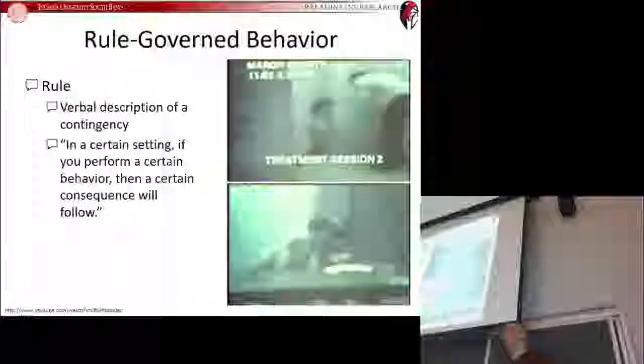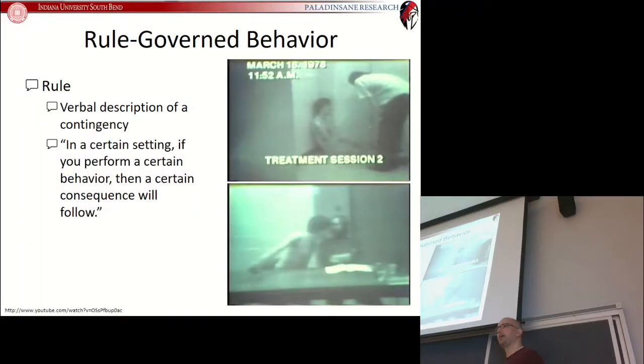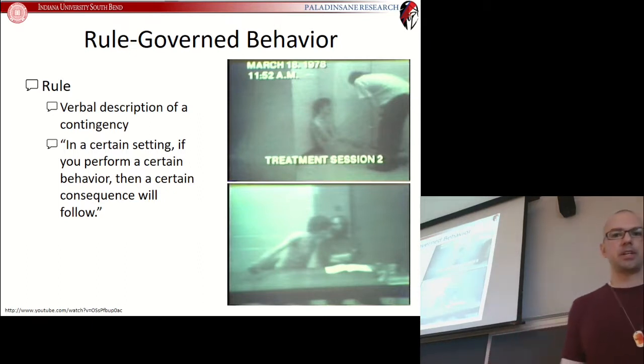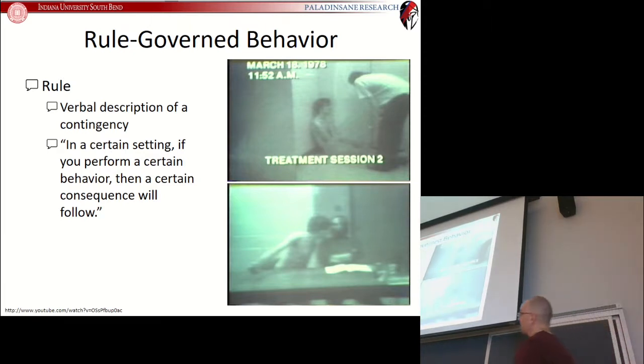So all of these are rules. All of these are descriptions of contingencies. If you get in my face, I'm going to get in your face. So these were all rules that helped the treatment of Harry and had advantages in terms of changing his behavior. So we got these verbal descriptions of a contingency, as you can see, used by Dr. Fox in the treatment of Harry.